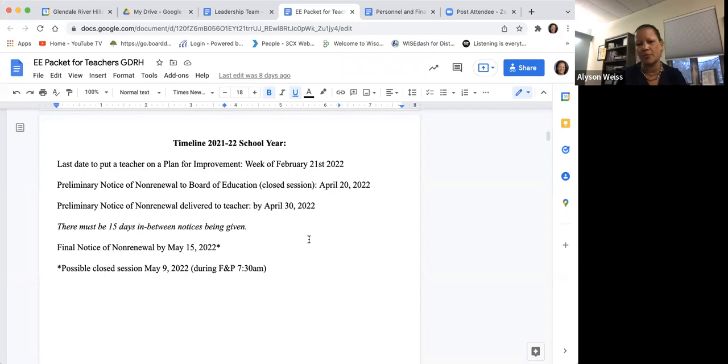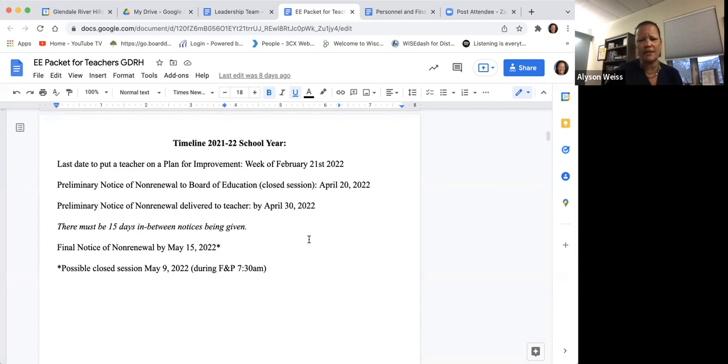And then we looked at our board calendar and talked about if we did a potential closed session in May, that would be prior to any final notice. I don't think there are a lot of staff that principals are considering for this. Actually, when I talked to them, they literally had one person in mind that they thought they would potentially want to put on an improvement plan, but we thought this would be good just to share with all staff.